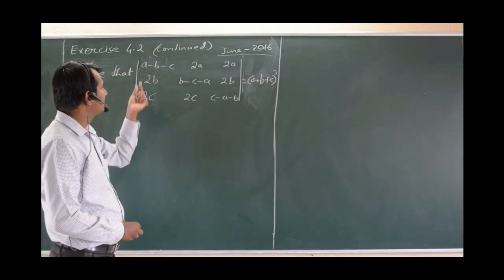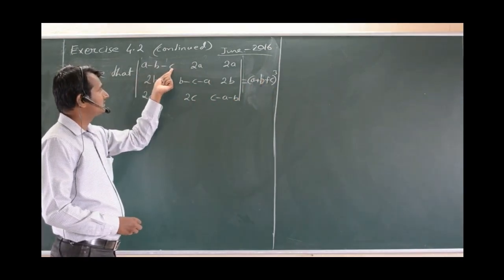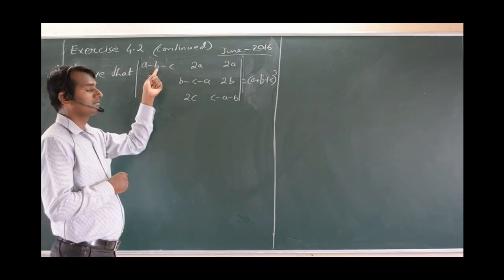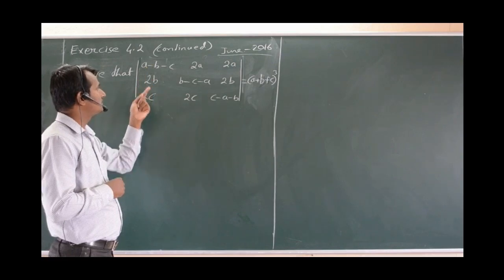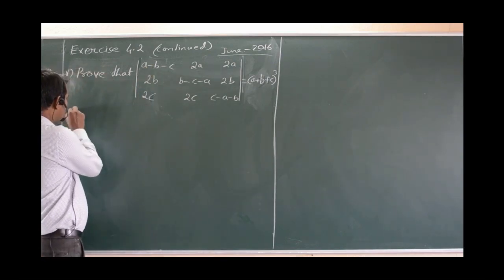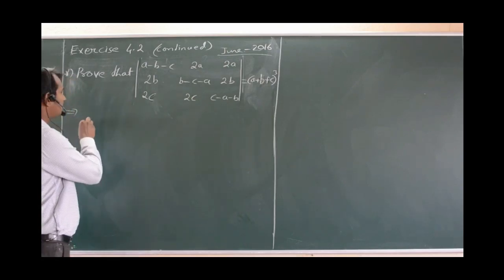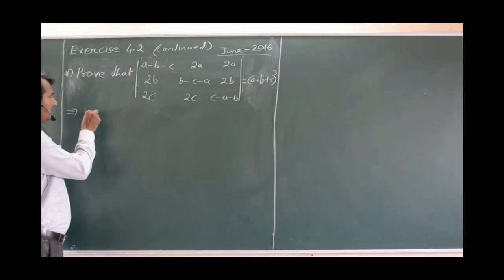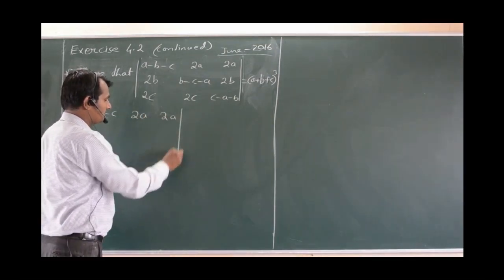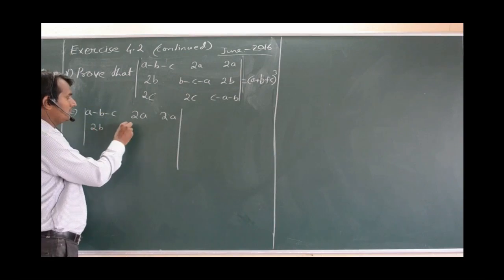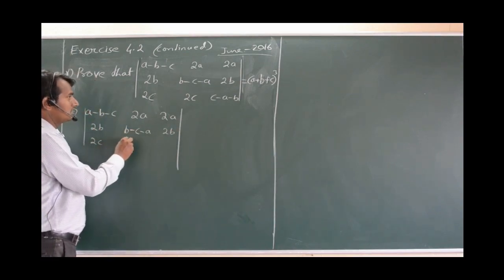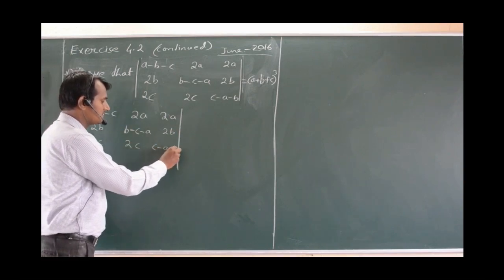That means here we have a minus b minus c. If we add 2b here, what do we get? If we add 2c here, what do we get? That we shall observe now. We shall write down the LHS part first. So we get a minus b minus c, 2a, 2a; then 2b, b minus c minus a, 2b; then 2c, 2c, c minus a minus b.